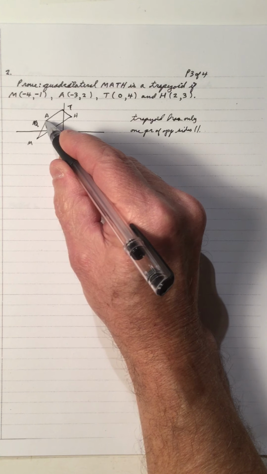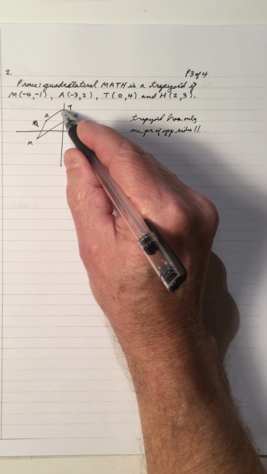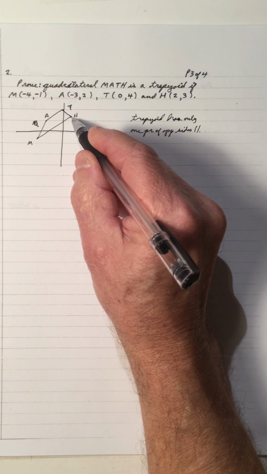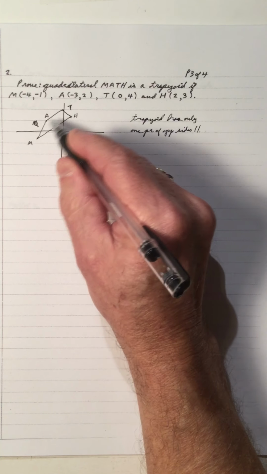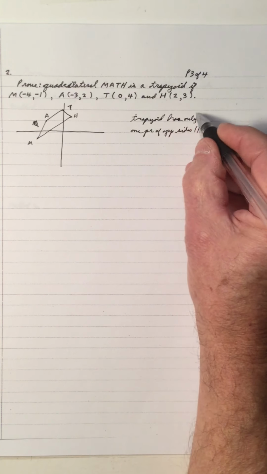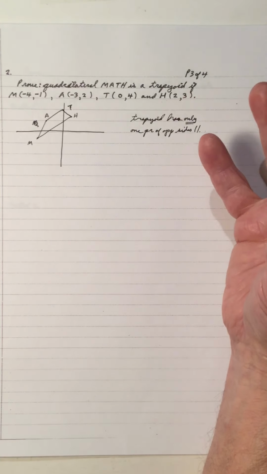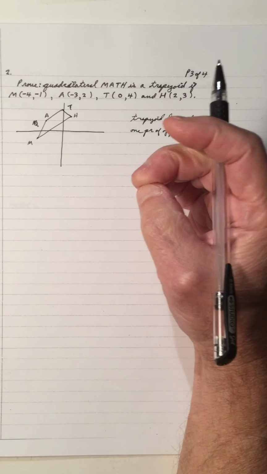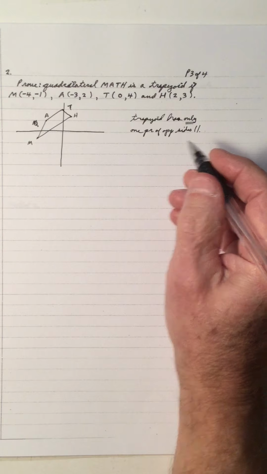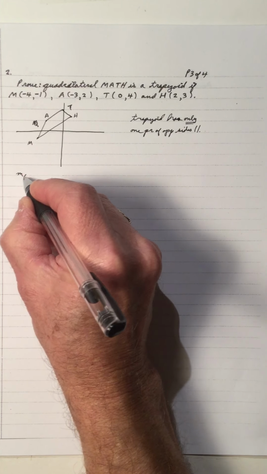Then you have to also show that AM does not have the same slope as TH. So if the slopes are not the same, they're not parallel. It says only, and only means I have to do the two pairs of opposite sides to show that one is parallel and one is not. So here we go. Let's go with the slope of AT.